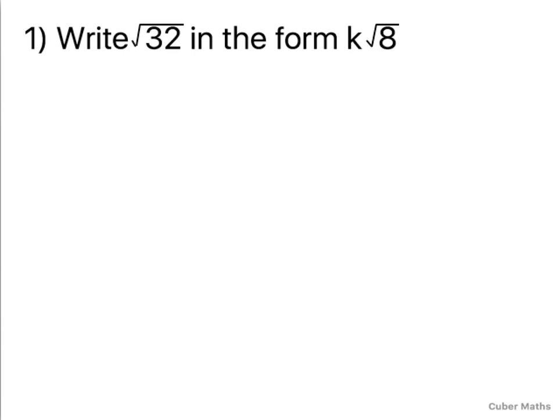So here we have our first problem, and it says write the square root of 32 in the form of k root 8. So in this we're told that we need to find two things that go into 32, and because it says k root 8 here, we know that one of them is going to be 8. So our first step is to do 32 divided by 8.